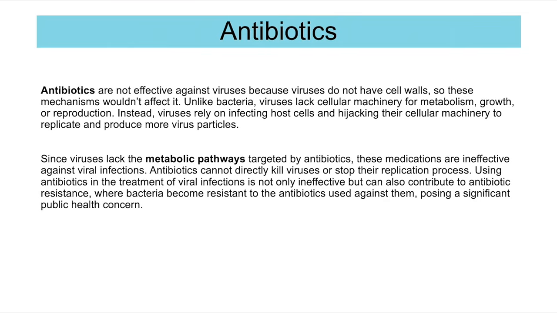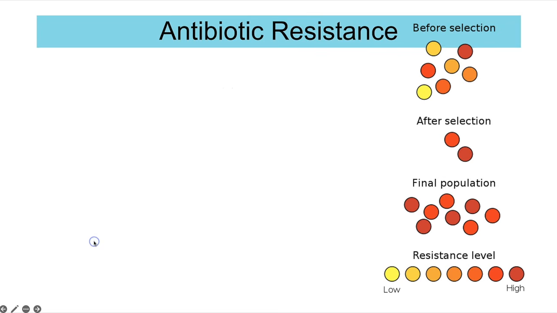Antibiotics only work against bacteria and not viruses, because viruses don't have cell walls. So those mechanisms that we just described of how an antibiotic can kill bacteria wouldn't work. And unlike bacteria, viruses lack cellular machinery for metabolism, growth, or reproduction. And again, that's why it doesn't affect them. Since viruses lack those metabolic pathways, that is why antibiotics won't cause the destruction of them, as well as the fact that viruses are within the host cell themselves. So you'd have to destroy the host cell as well as the virus to be able to treat them.